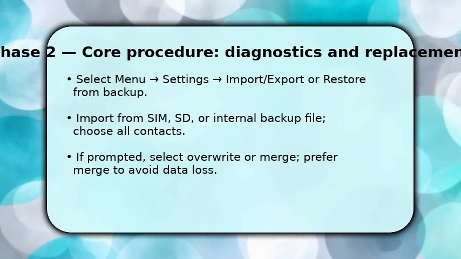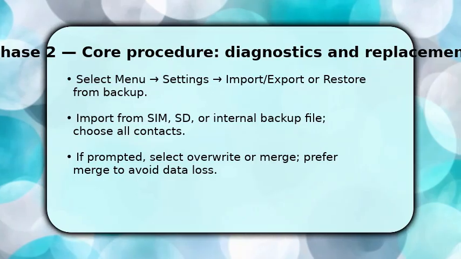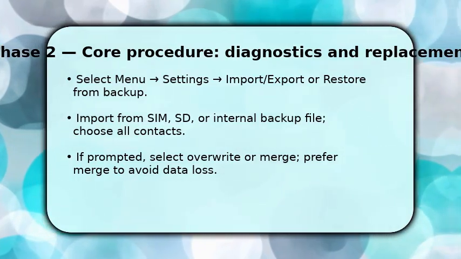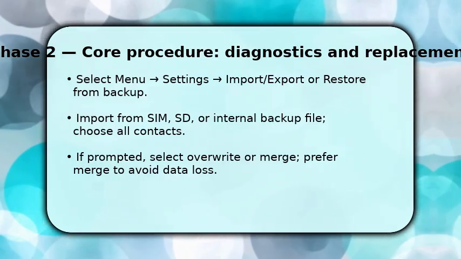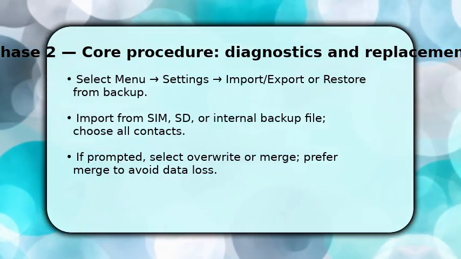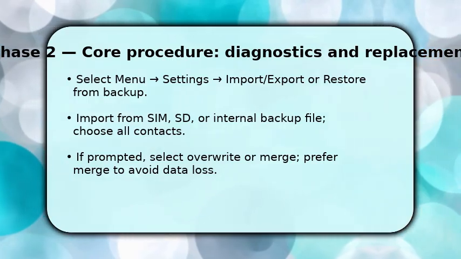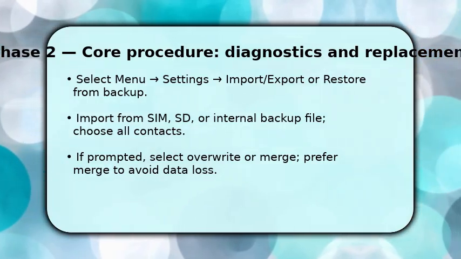You now execute the core recovery. Navigate to Menu, then Settings inside Contacts and pick Import/Export or Restore. This is where deleted entries resurface. Choose the correct source, SIM, SD, or any internal backup file. Select all contacts to avoid missing entries.